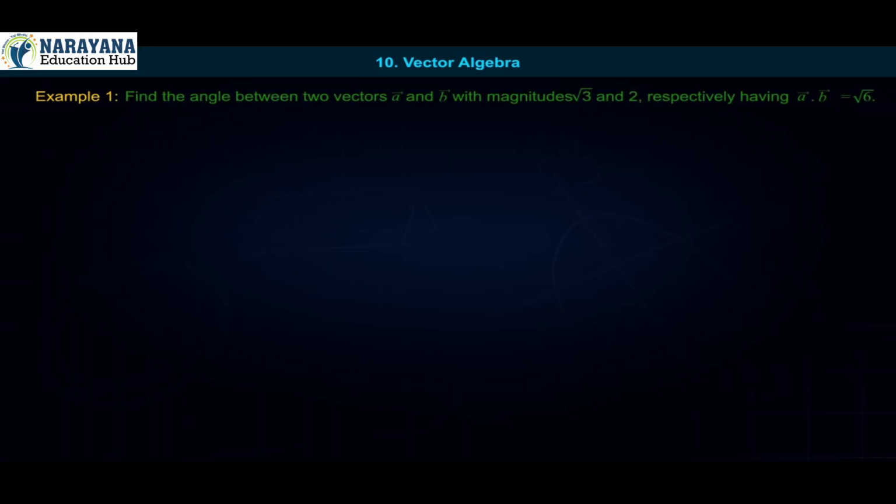Example 1. Find the angle between two vectors vector A and vector B with magnitudes √3 and 2, respectively, having vector A into vector B is equal to √6. Solution. Given that modulus of vector A is equal to √3 and modulus of vector B is equal to 2, and vector A into vector B is equal to √6.